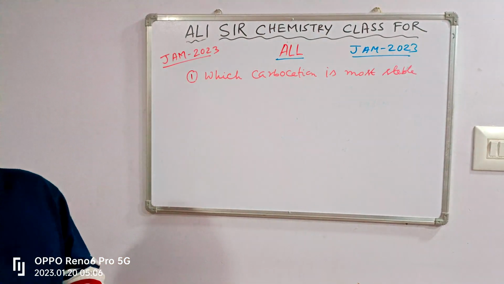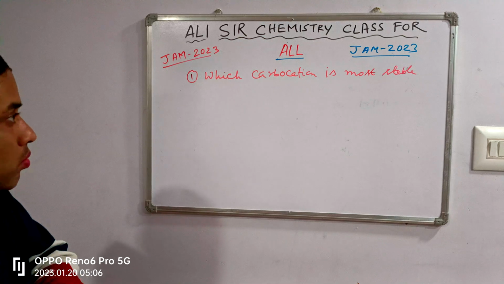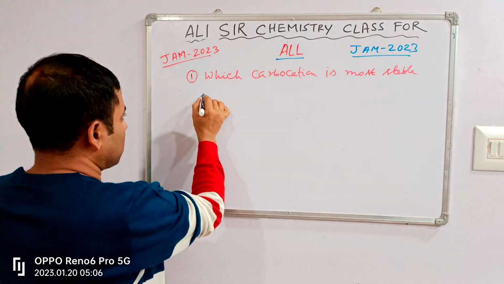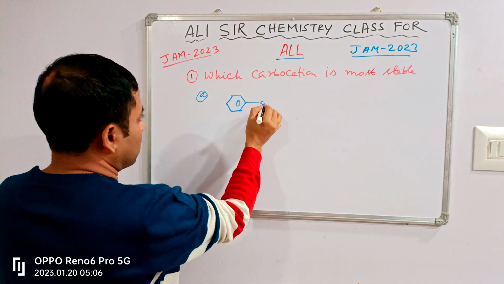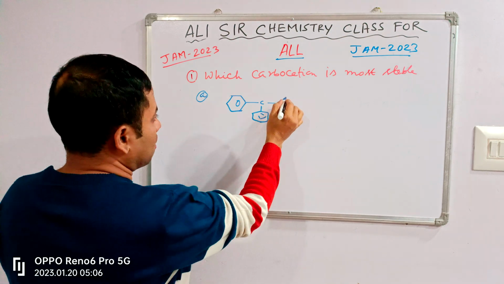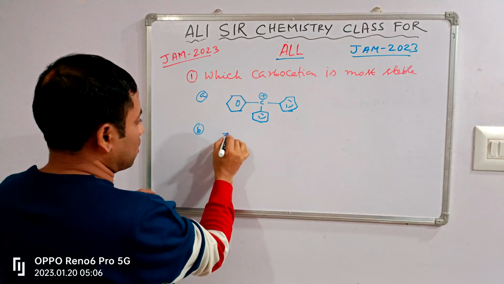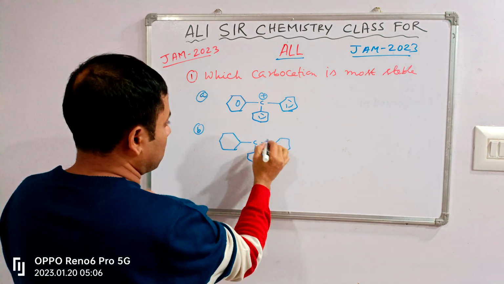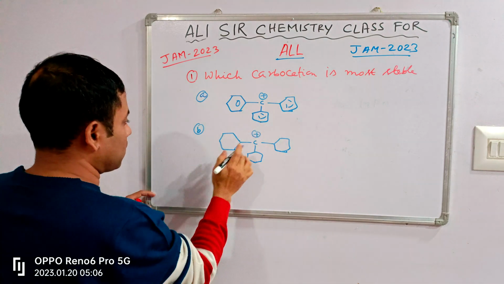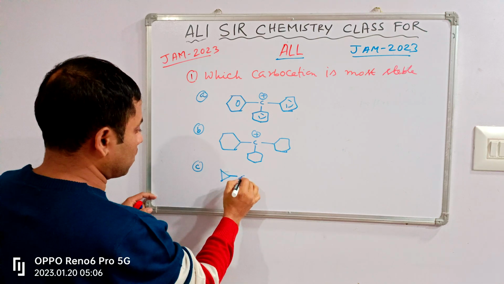Now move to another problem, which is also related to carbocations. This question is the same: which among the following carbocations is most stable? Number A is this one, which is also 3 degree. All the examples given here are 3 degree.